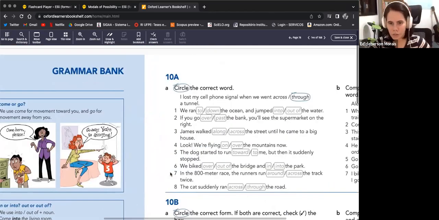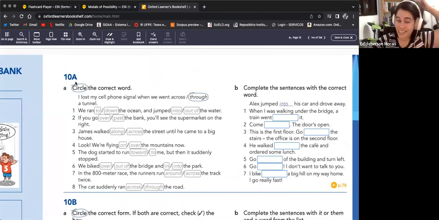Okay, let's do the exercise. So 10A. We're going to circle the correct word, okay? Either a preposition or a verb. In this case, it is the preposition, okay? So the first one is the example. I lost my cell phone signal when we went across or through a tunnel, okay?